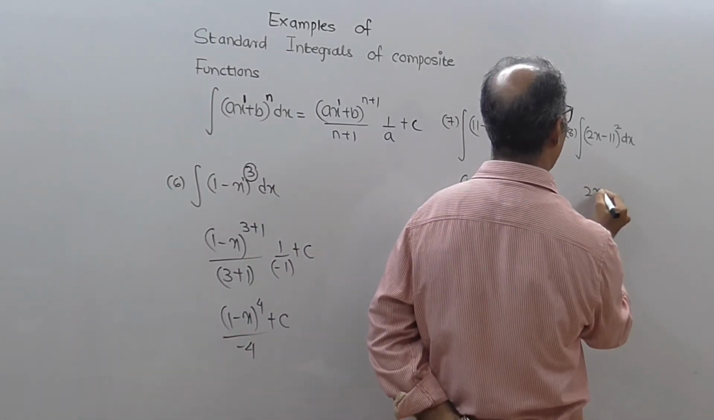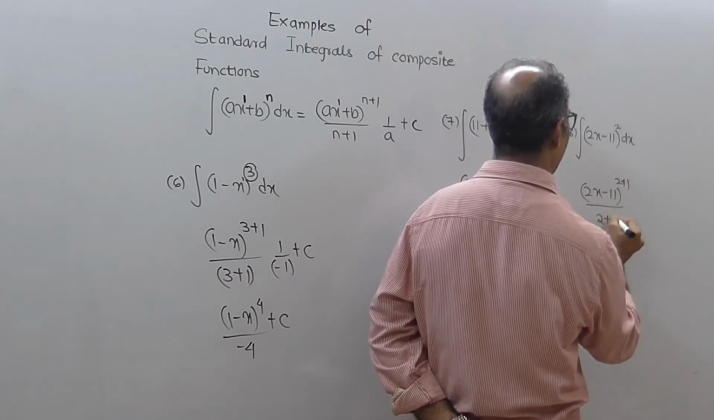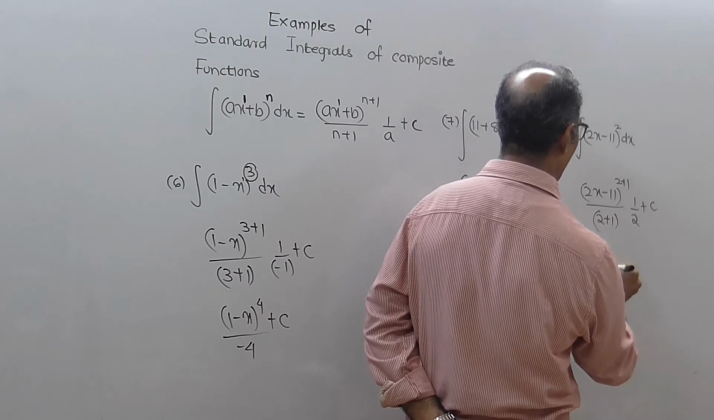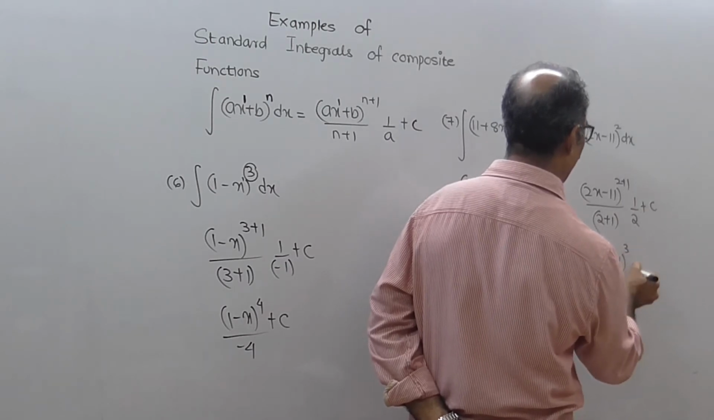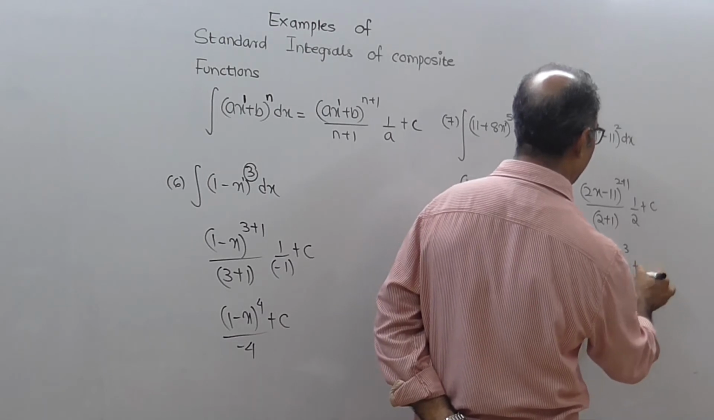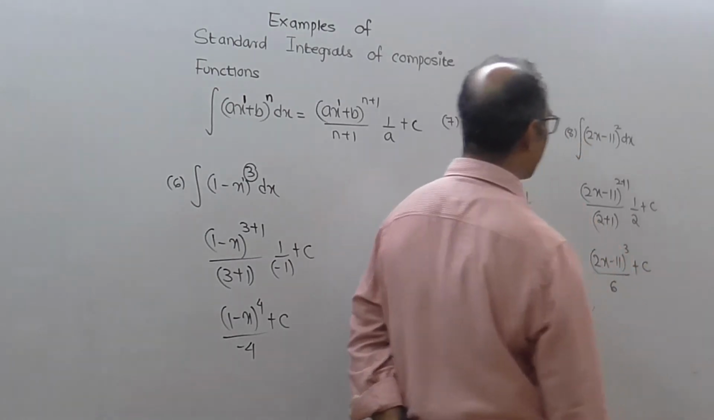Next sum, this will be (2x minus 11) to the power 2 plus 1 upon 2 plus 1, multiplied by 1 upon 2, plus c. This will be (2x minus 11) the whole cube upon 3 into 2. I think we can write it as plus 6. 3 into 2 will give you positive 6, plus c.